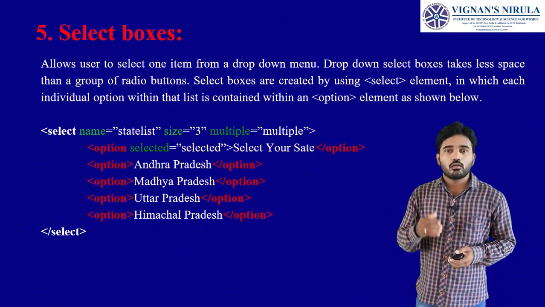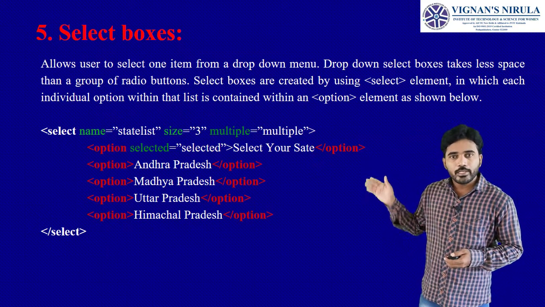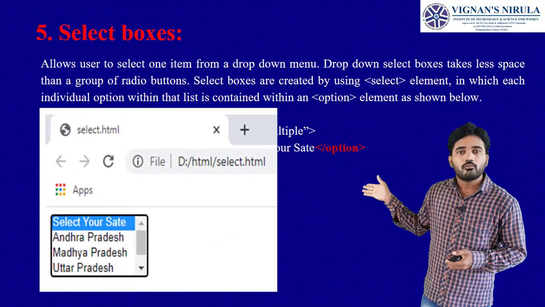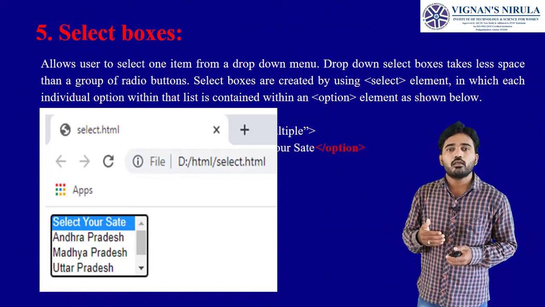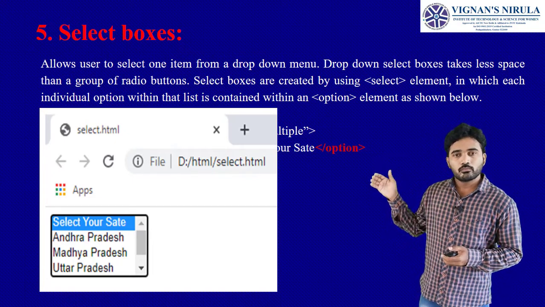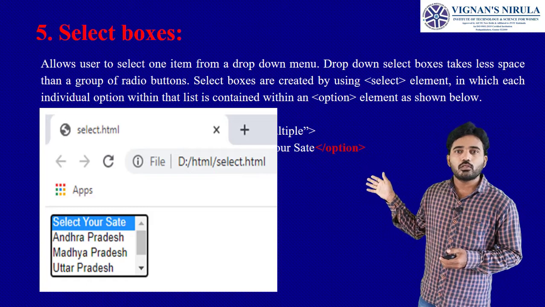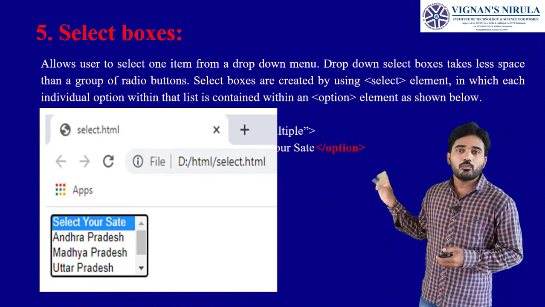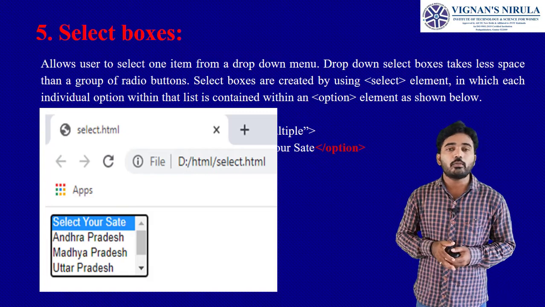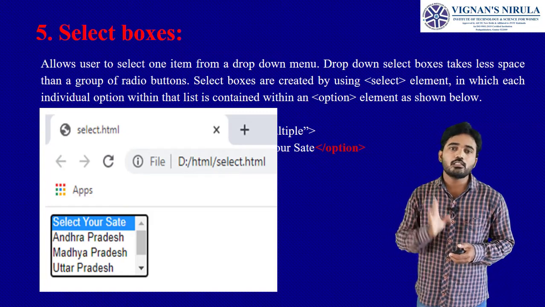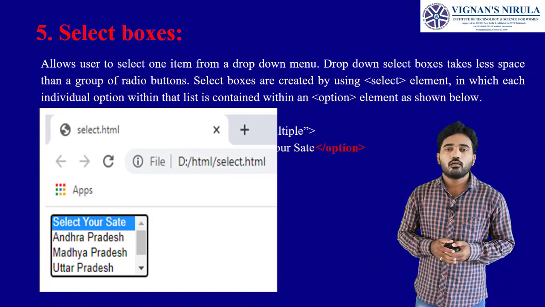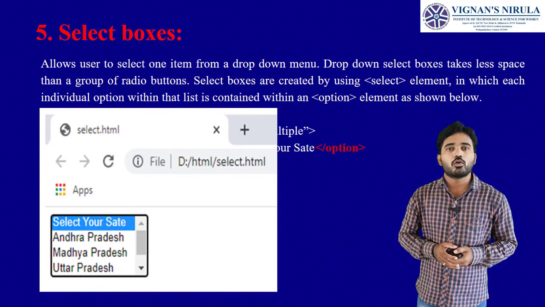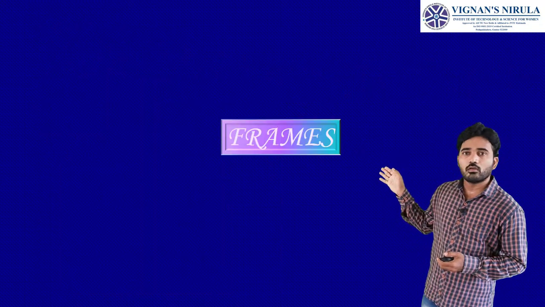Understood? So if you write like this, then you will get the output in this manner, where one option is selected by default, that is "Select your state", followed by a list of options like Andhra Pradesh, Madhya Pradesh, Uttar Pradesh, like that. Here only 3 options are visible to you. Why? Because we have written multiple is equal to multiple and size is equal to 3. Understood? So this is the general way you need to create the select boxes. Now we will discuss frames.